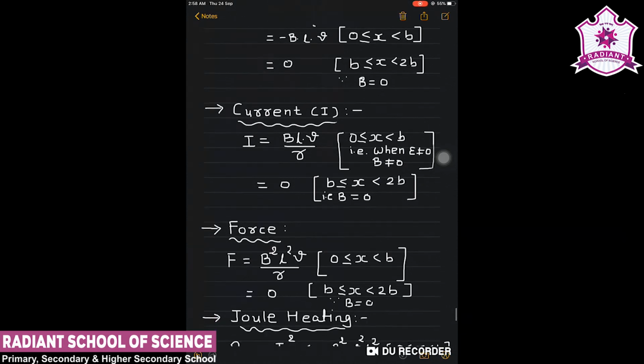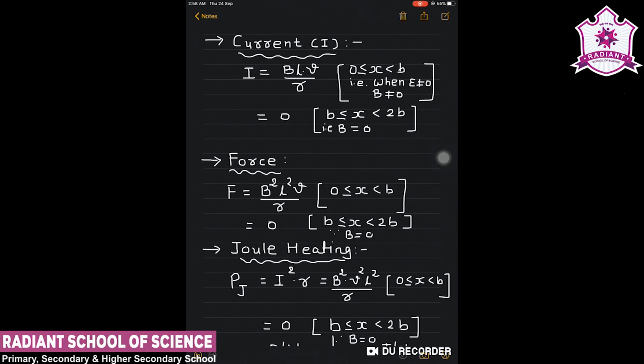Now suppose we want to find out the force. The equation for force is also known, that is B squared L squared V over small r. This force is also acting when the magnetic field is not 0, that is in the region between 0 and small b. So if x is in the region 0 less than or equal to x less than b, then we get the force F equal to B squared L squared V over R, and it will be 0 where the magnetic field B is 0.